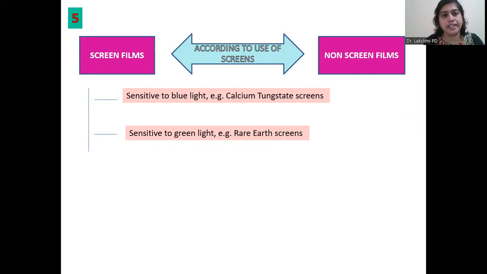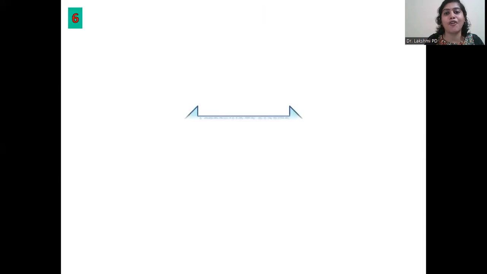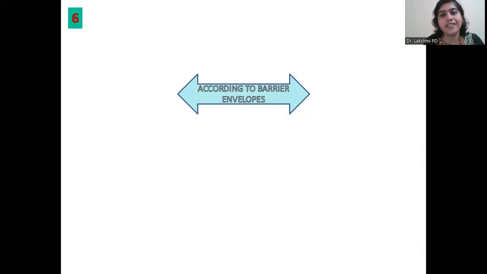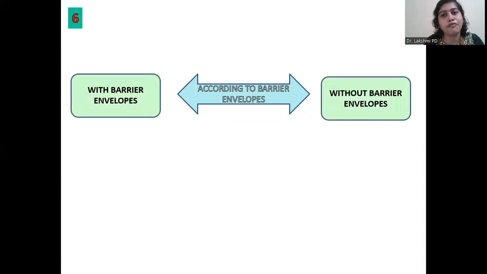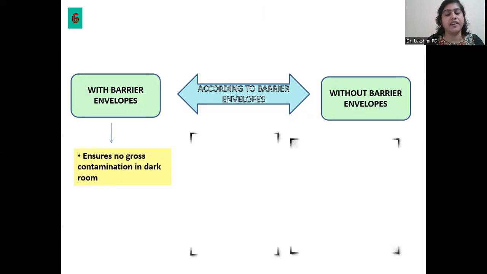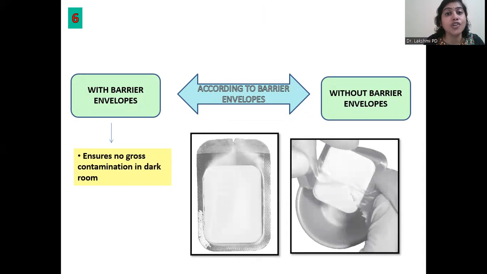You have got screen films which are sensitive to blue light, and you have got screen films which are sensitive to green light. And the last classification is according to the use of barrier envelopes or the availability of barrier envelopes. So you've got films with barrier envelopes and you have got films without barrier envelopes. So these films with barrier envelopes will ensure that there is no gross contamination of the patient's saliva into the dark room.